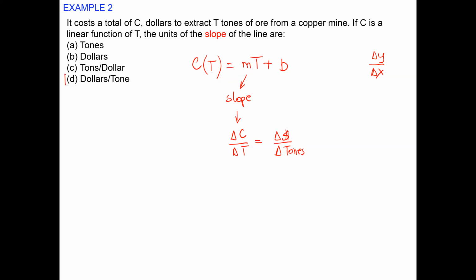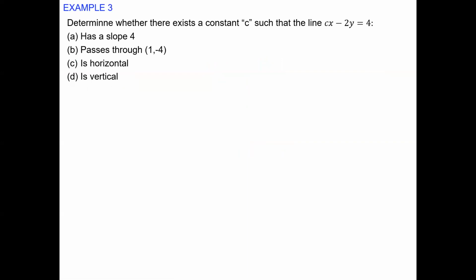Dollars over the tons. We can see step by step, we can figure out. But always think about dy/dx, rise over run, the rate of change of the value of the function with respect to the independent variable. Okay? Done? Number 3, example number 3.